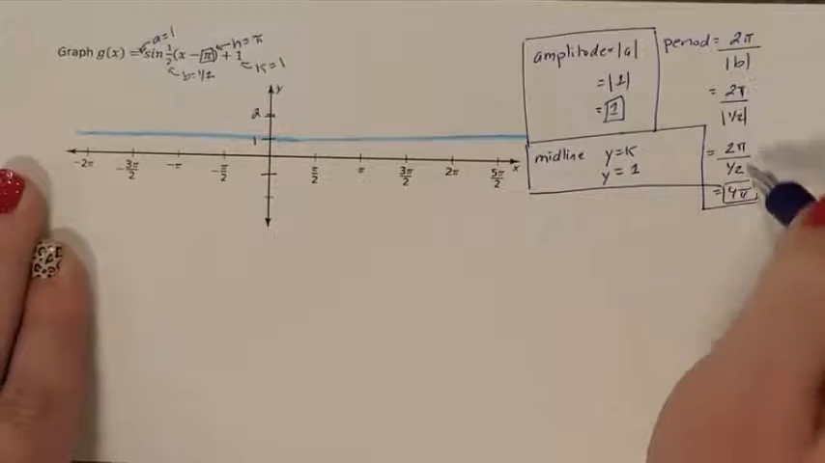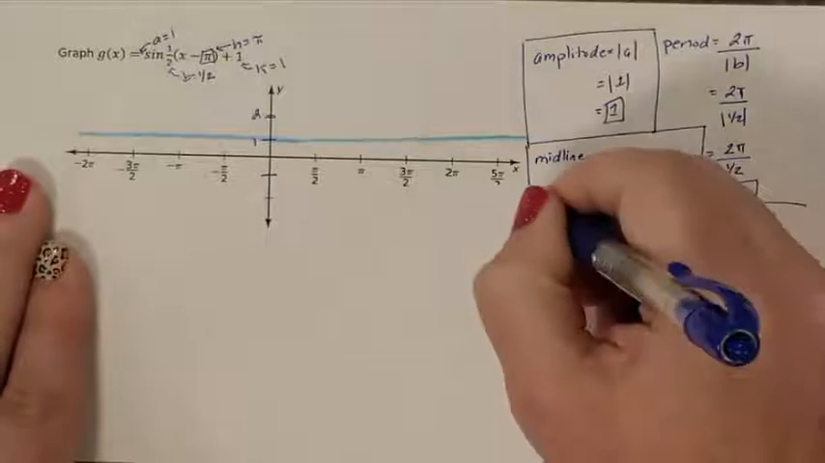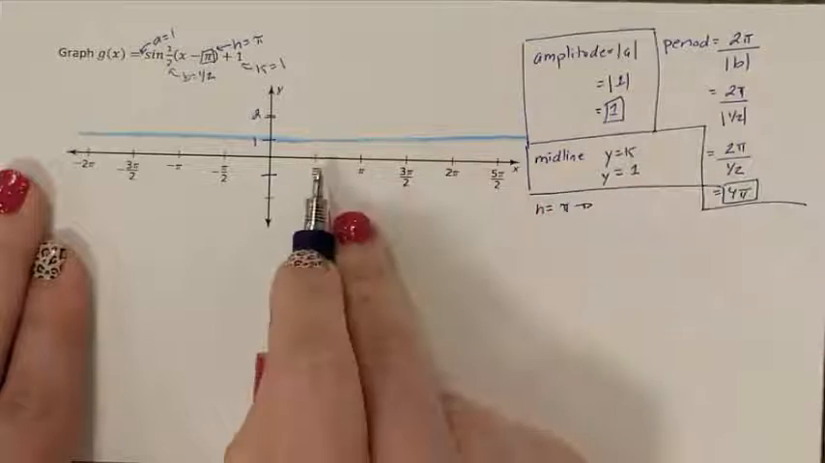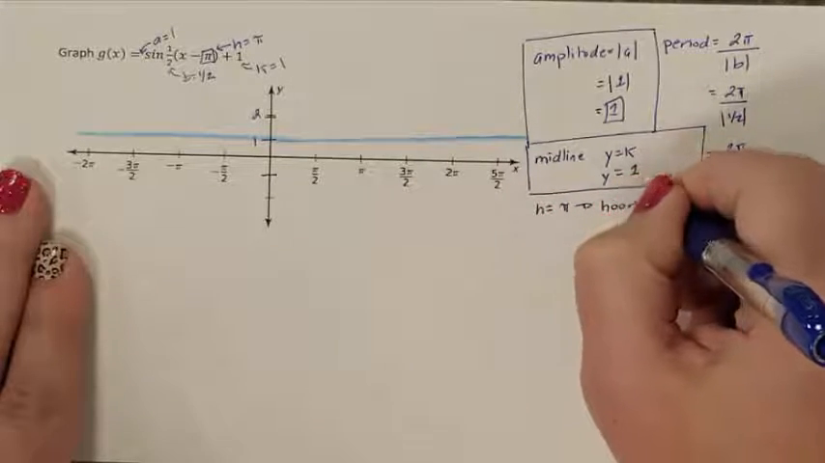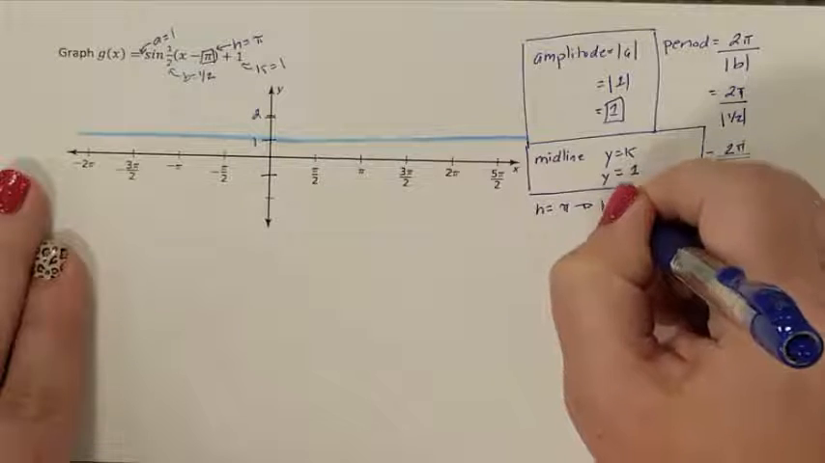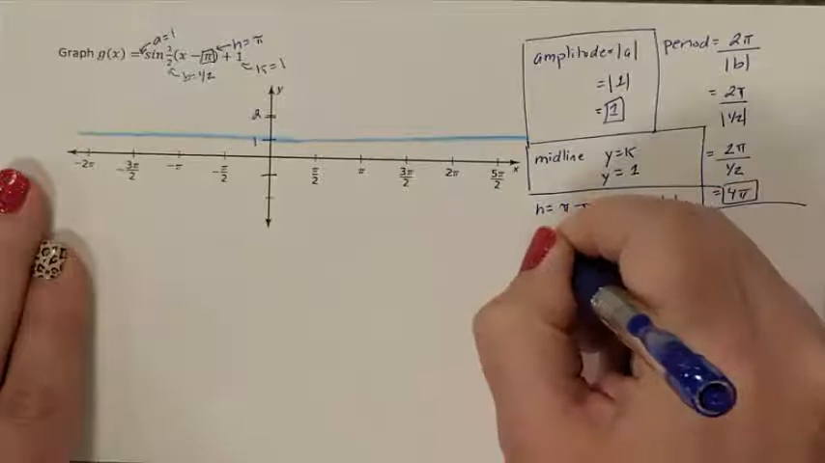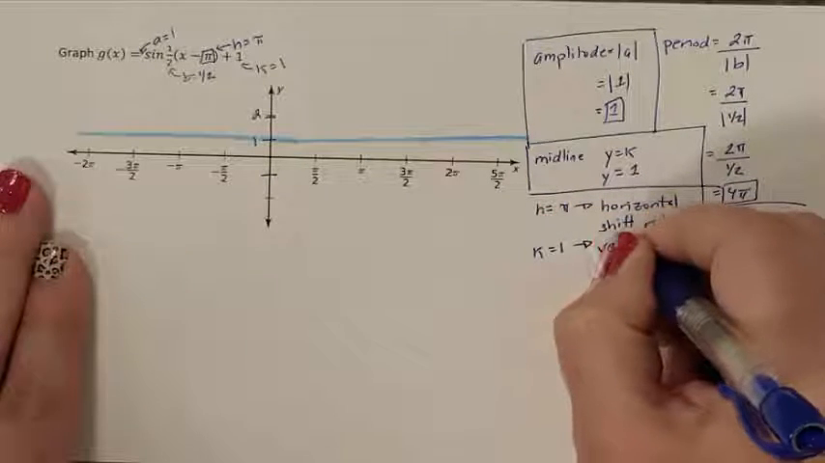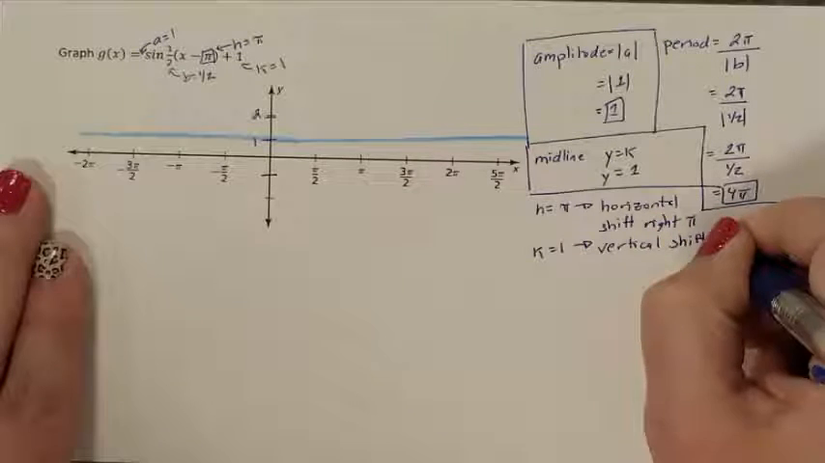We can't do the period or the x yet because we need to know what's being shifted. So let's look at our h's. My h is a pi. H tells you your horizontal left and right. So this does have a horizontal shift, and it's a horizontal shift to the right pi. The k is the vertical shift, and because we have a value, we do have a vertical shift, and this is a vertical shift up by 1.